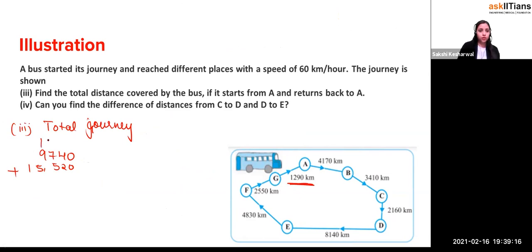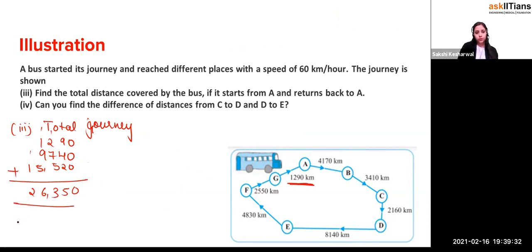So this is equals to what? 1290. Just add it up. So this is equals to 0, and this is 15, 15 ka 1 carry. So this is equals to what beta? 7, 8, 8 plus 5, 13, 13 ka 1 carry. So this is 10, 16, 16 ka 1 carry. So this is the total distance he traveled.